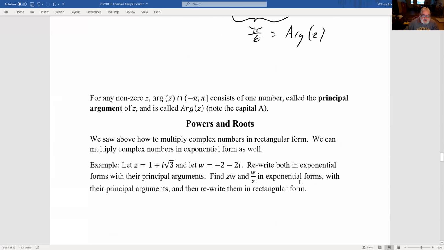Okay, so that's that bit, and now we'll go on to powers and roots, I hope.